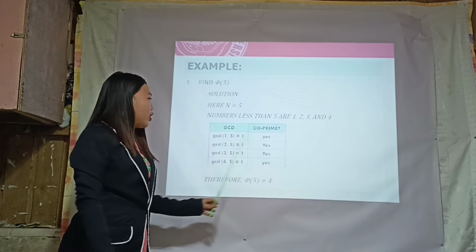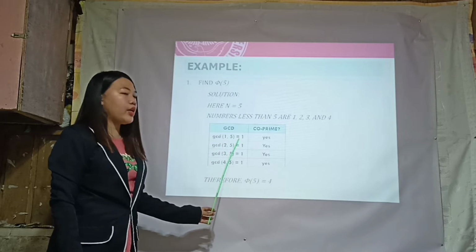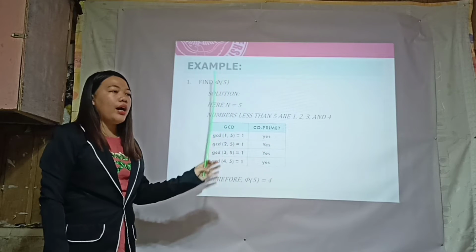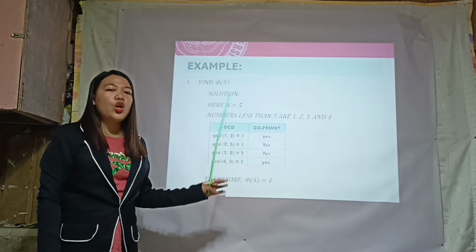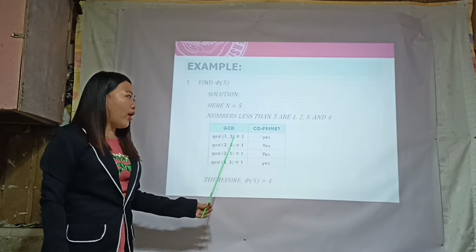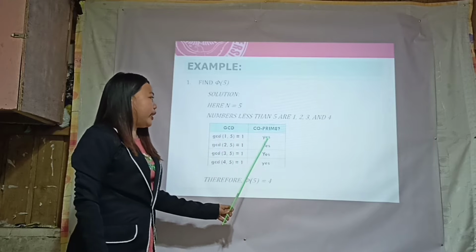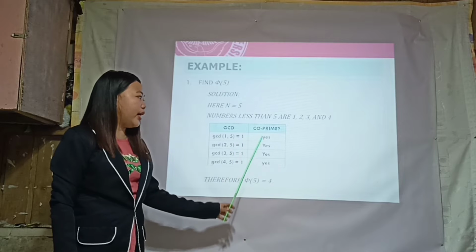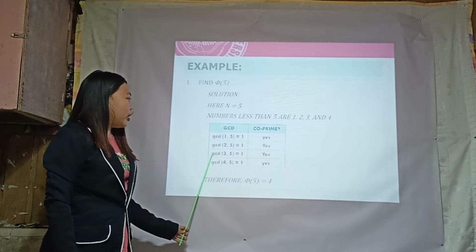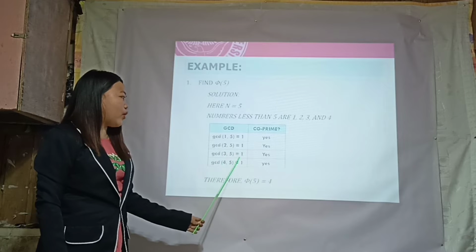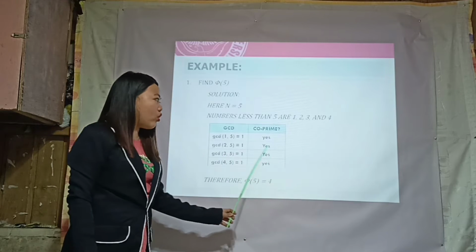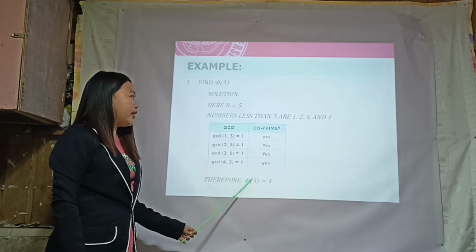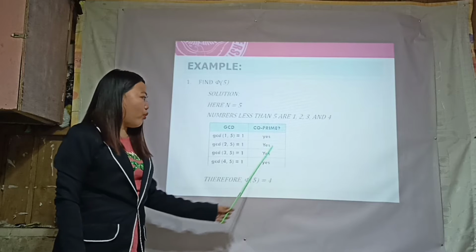Is it co-prime? The GCD of 1 and 5 is equal to 1, which means it is co-prime, since two numbers are co-prime when their GCD is equal to 1. So yes, it is co-prime. The GCD of 2 and 5 is equal to 1. Yes, it is also co-prime. The GCD of 3 and 5 is equal to 1. Therefore, it is also co-prime. And the GCD of 4 and 5 is equal to 1. It is also co-prime.